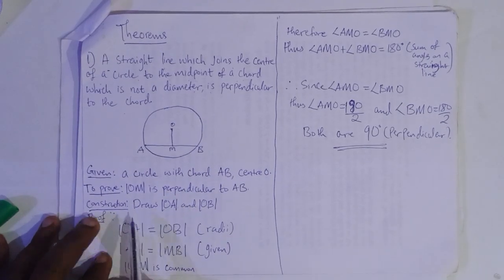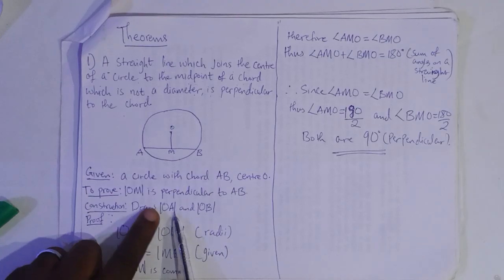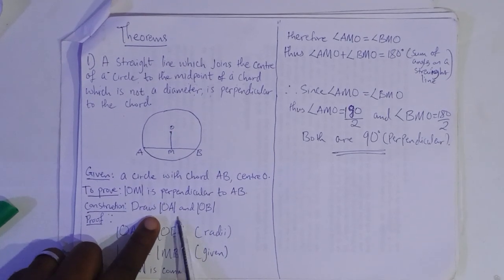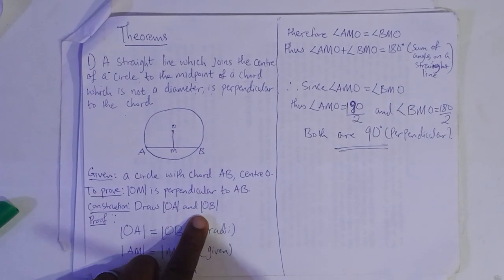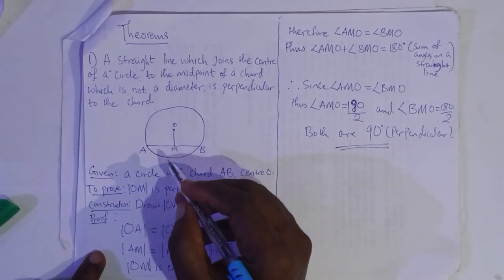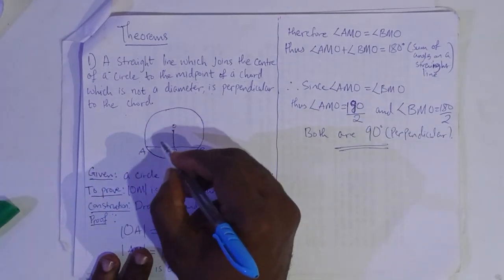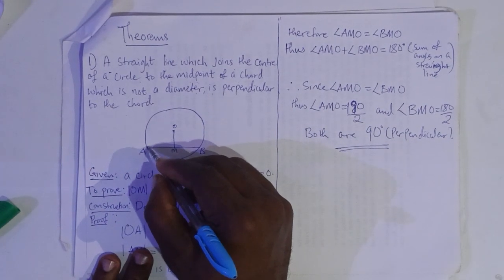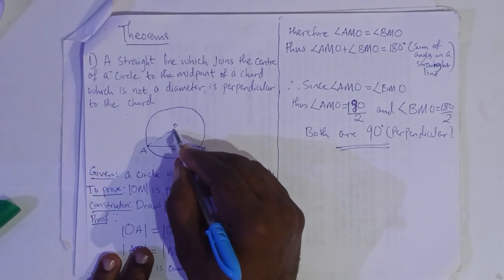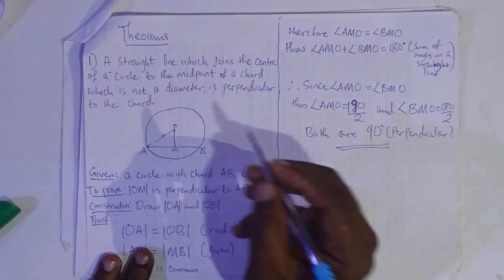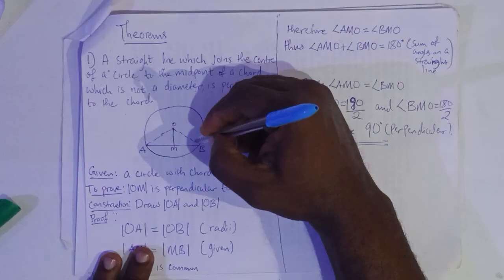So what are we constructing? It says draw line OA, which means line OA and line OB. This one is for your own solution, so let me construct it. You can indicate using broken lines so that the examiner will know that it is a construction. So I'm going to use broken lines. Line OA means from here to here, and then line OB is from here to here.